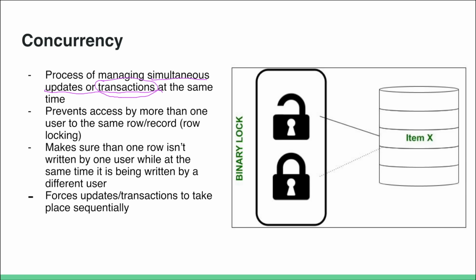Although, what concurrency does is it prevents access by more than one user to the same row record at a time. So for example, if you had two people who wanted to change the same row, it would basically force them to get into a queue. So the first person's change should be made, and then after all of those changes are made, the second person would conduct operations on that row. Basically, it makes sure that one row isn't written by one user while at the same time it's being written by a different user, which would just be a mess. As I said before, it forces sequential updates.